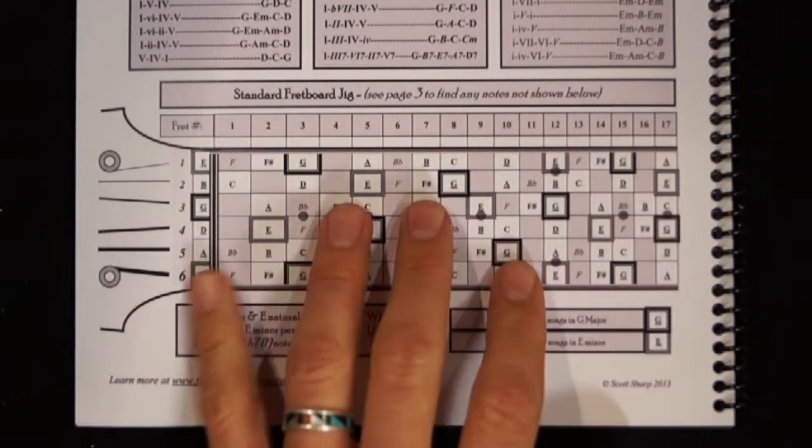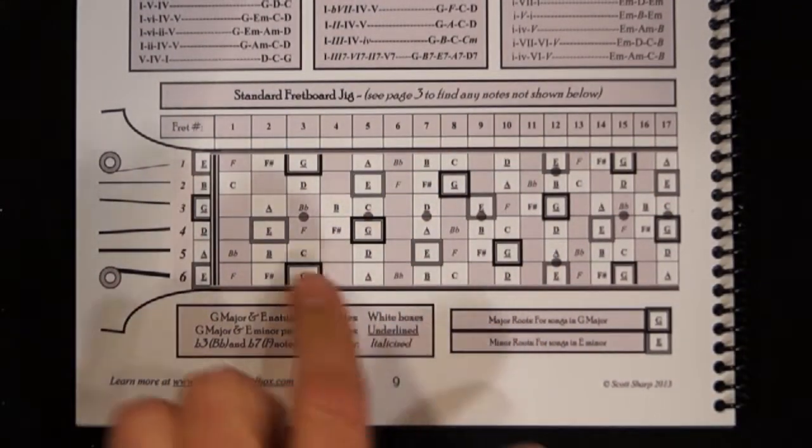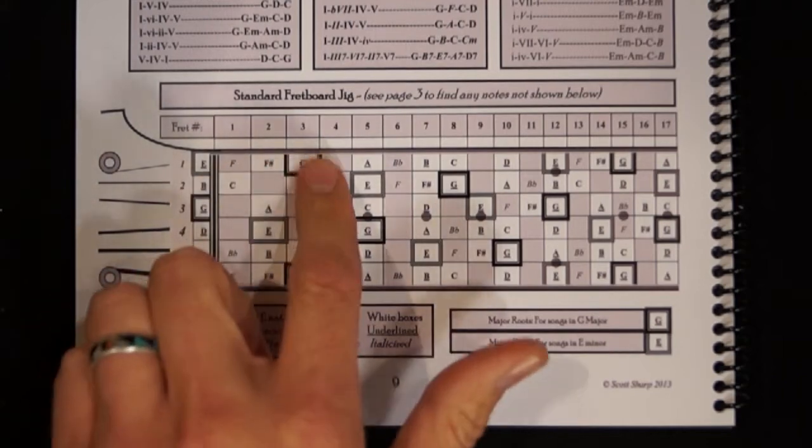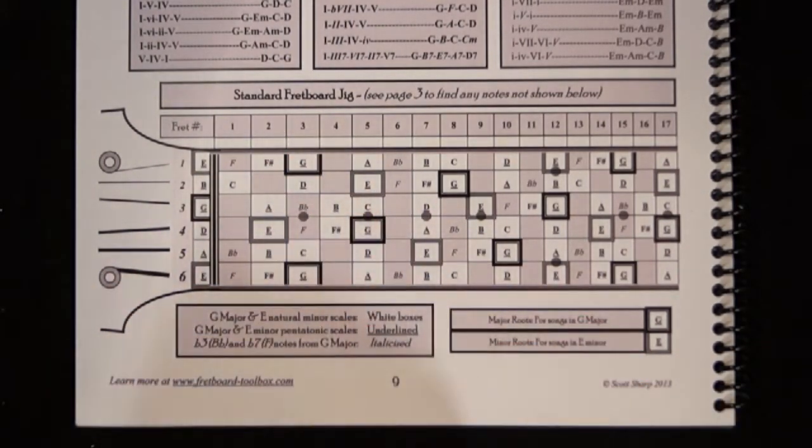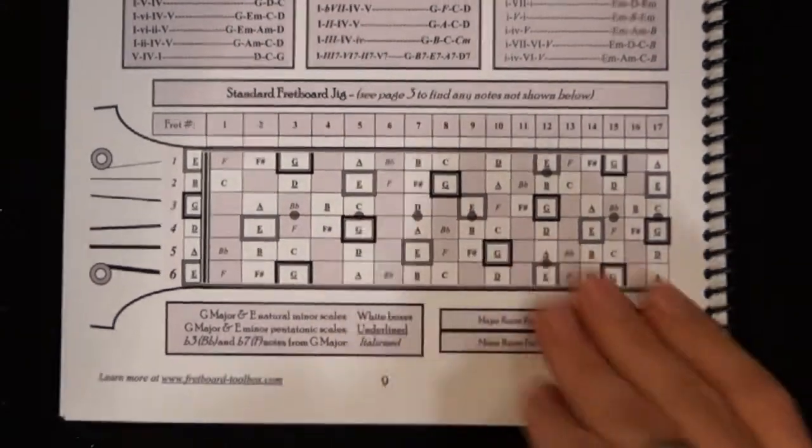So what I can do is, when I can see all these notes down here, if I want to build a G major, I just need to find places where I'm only playing G, B, and D notes. And so I can find chords all up and down the fretboard super quick.